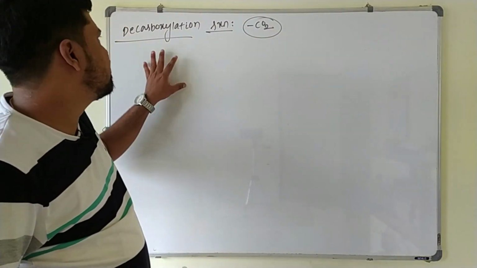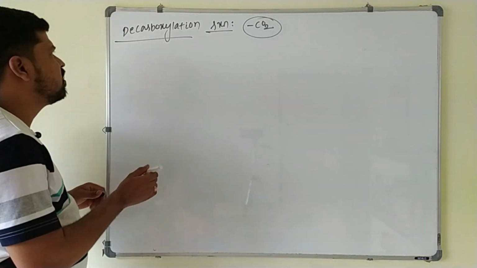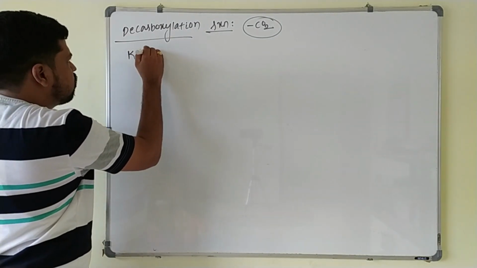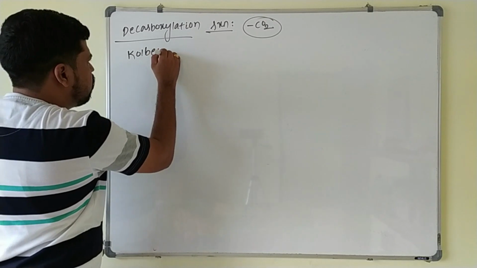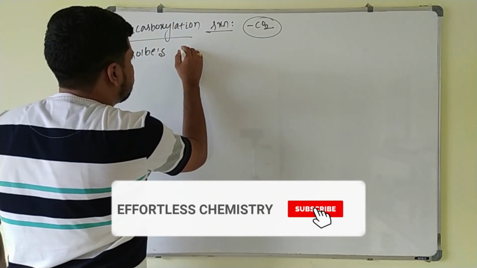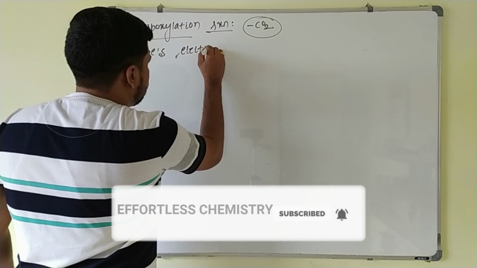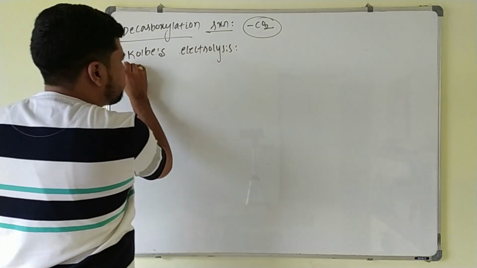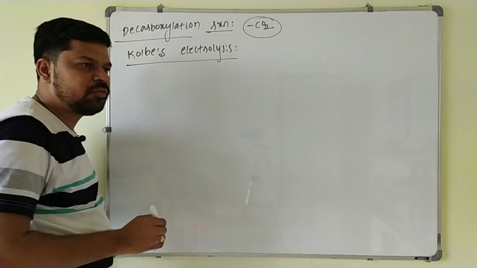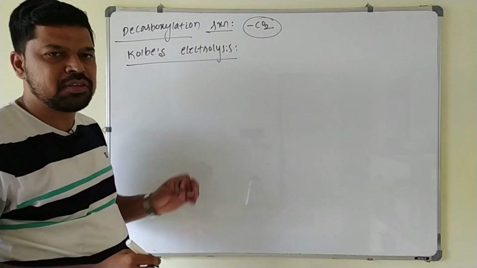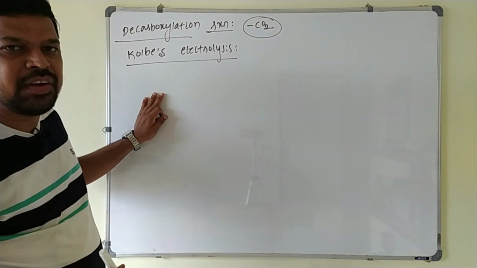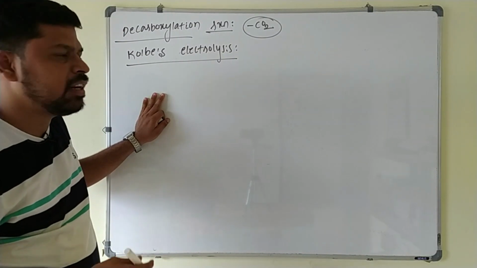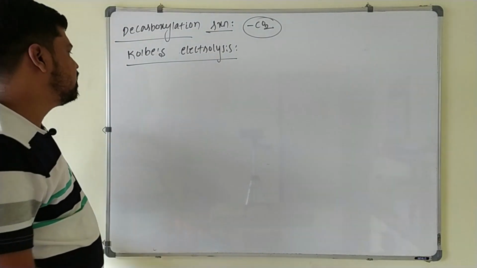So in the decarboxylation reaction, another reaction is there, that is the loss of CO2 molecule, that is called as Kolbe's electrolysis. In this Kolbe's electrolysis, the sodium salts of carboxylic acid undergo decarboxylation on electrolysis of their aqueous solution to form hydrocarbons containing twice the number of carbon atoms that are present in the alkyl group of the acid here.